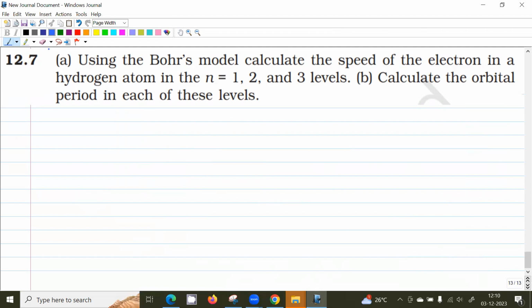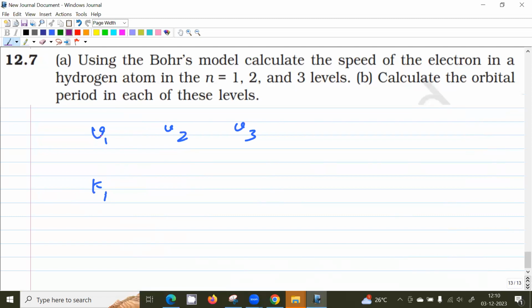Okay, can anyone tell me how to do this one? You have to find the velocity of the electron at n equal to 1. Let me call it V1, and similarly V2 and V3. If I know kinetic energy K1, I can find V1, right? How do I find V1 from K1?